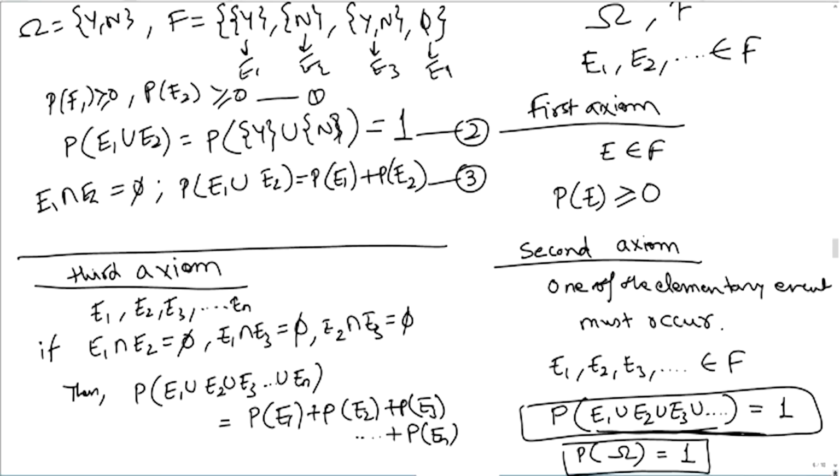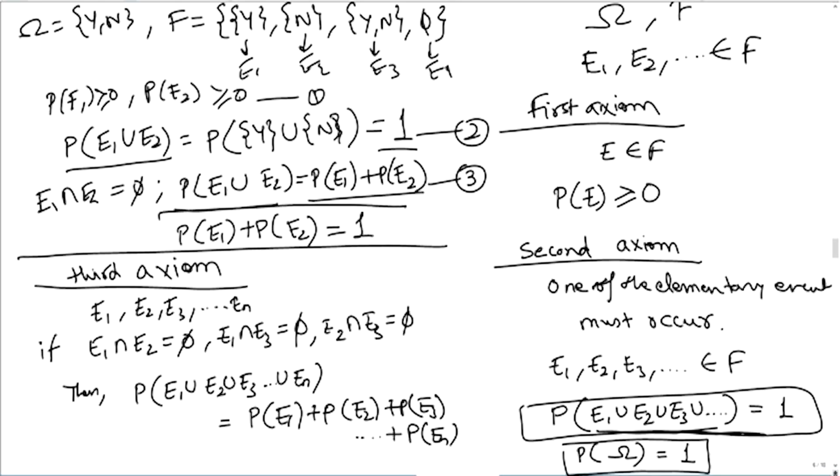Now, interestingly, the second axiom says that the probability of E1 union E2 is equal to 1, and the third axiom says that the probability of E1 union E2 equals the probability of E1 plus the probability of E2. So, what we get from equations 2 and 3 is that the probability of E1 plus the probability of E2, this is the RHS of equation 3, is equal to 1. Okay. So, what does it mean?